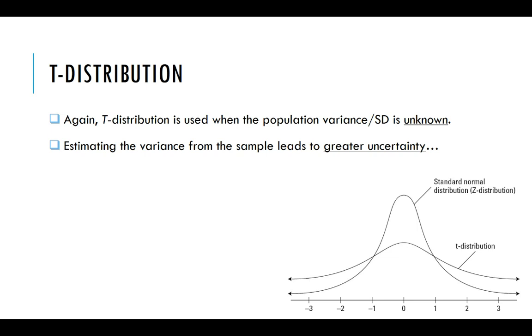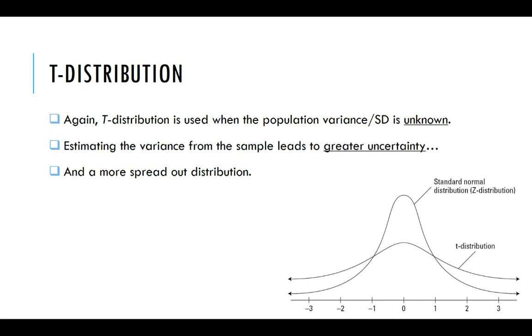So estimating the variance from the sample, right? Remember, we're trying to learn about the population from the sample, which leads to greater uncertainty. Well, that makes sense, right? Because we're just trying to estimate. We don't know with certainty the exact population variance, right? And so with greater uncertainty, it gives us a more spread out distribution.